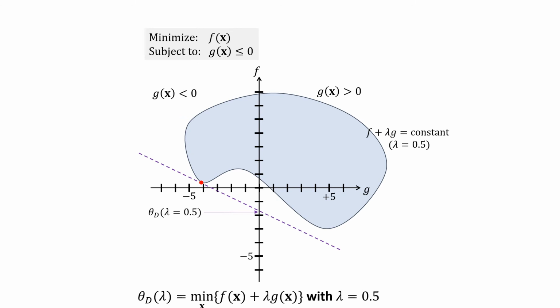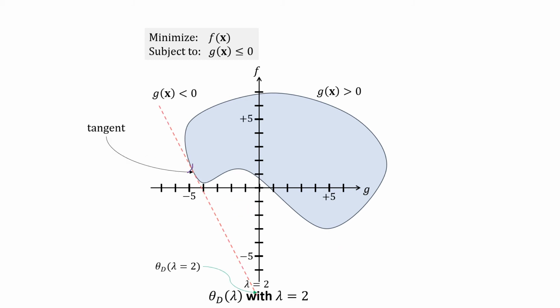And how do we locate theta d? That's where the straight line contour corresponding to lambda equals 0.5 is tangent to this blue shaded image, and therefore this is theta d.